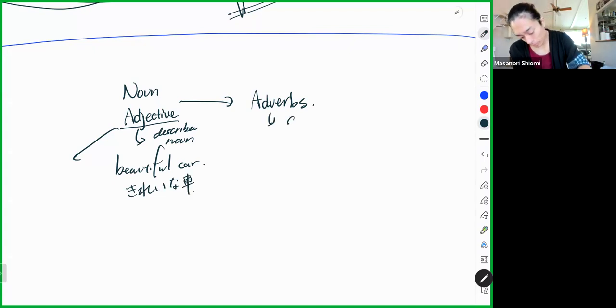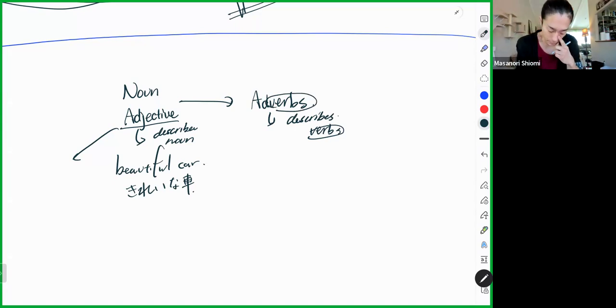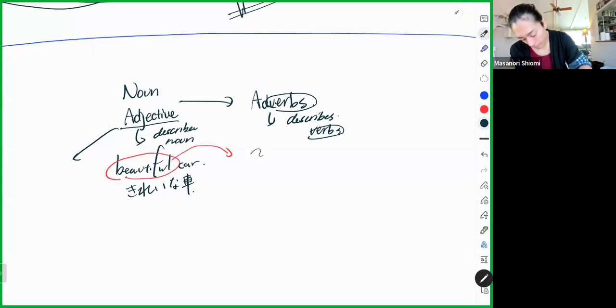Adverbs describe verbs. I mean, it has the verb in it, right? Should be easy to remember. Describes verbs. Now, what's the adverb version of beautiful? Beautifully.